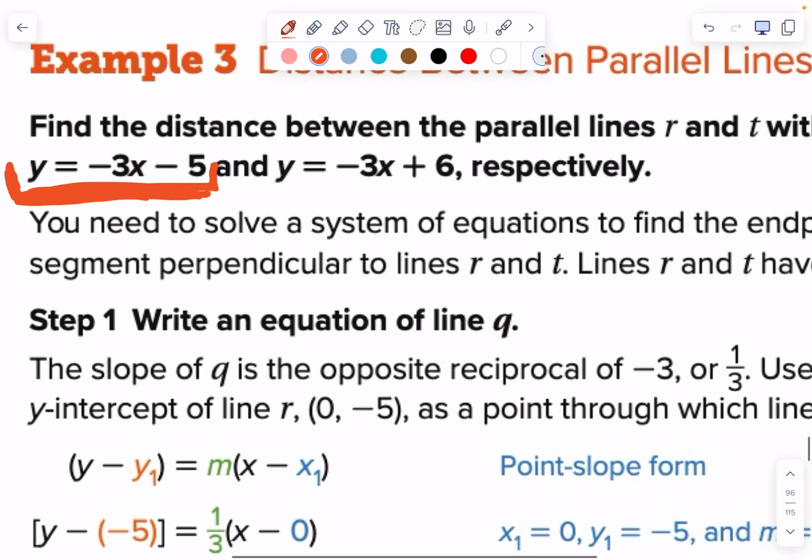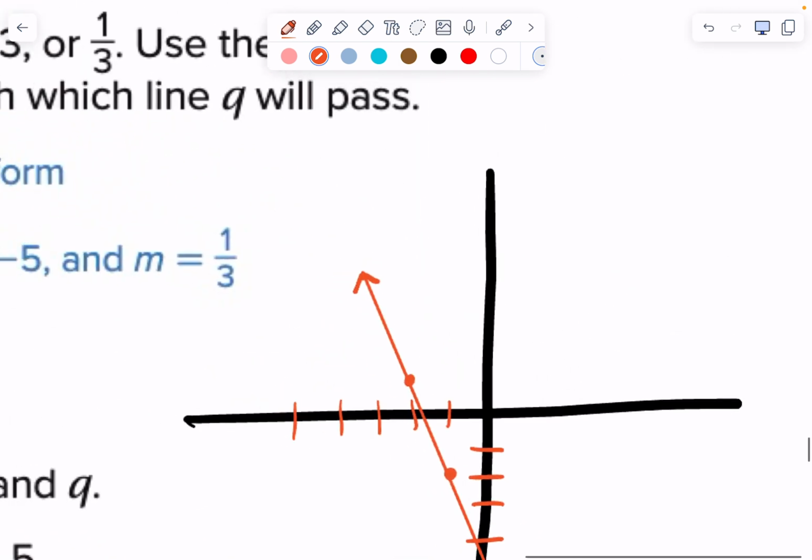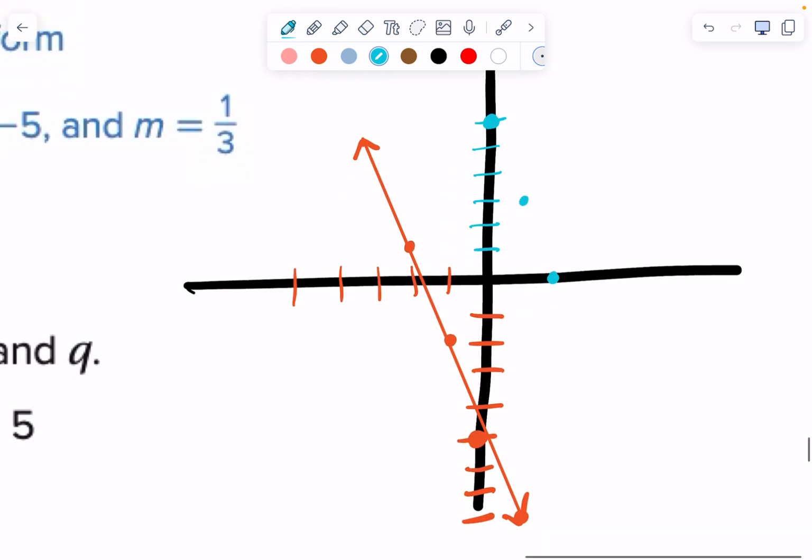Okay, next one, -3x plus 6. Yeah? -3x plus 6. Okay, so here I'm going to start at 1, 2, 3, 4, 5, 6. I'm going to put a dot. I'm going to go down 3 and over 1, and down 3 and over 1, and I keep going, right? Okay, and I draw my line. Okay?